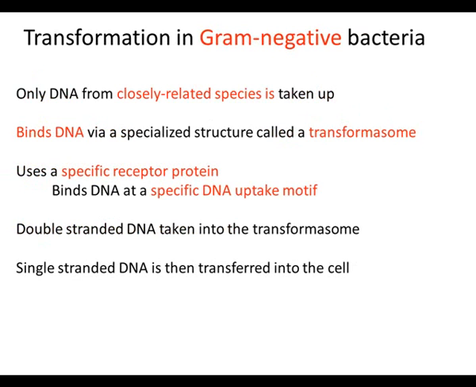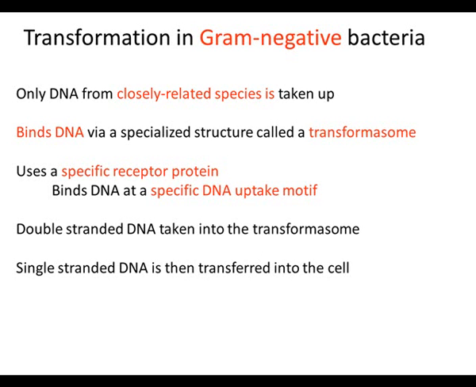Now, in gram-negative bacteria, they're a little bit more choosy, and so they only take up DNA from closely related species because there's a sequence in the DNA that they recognize, and that sequence is unlikely to be present in bacteria from different genera or more distantly related. So they bind this DNA in a structure that's called the transformosome. It's on the surface, but it's much like gram-positive, except that it has specificity. So it recognizes the sequence motif, it takes the double-stranded DNA up, and again, a single-stranded DNA is then brought into the cell, and it has to undergo homologous recombination.